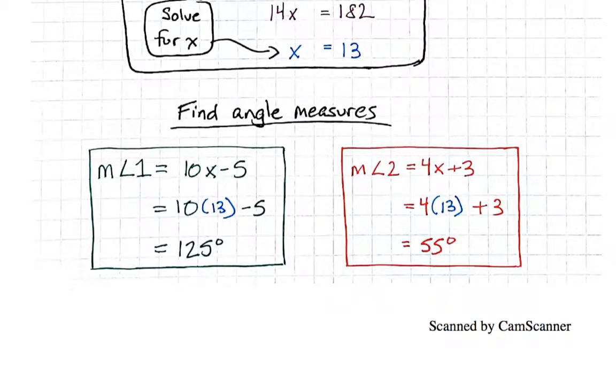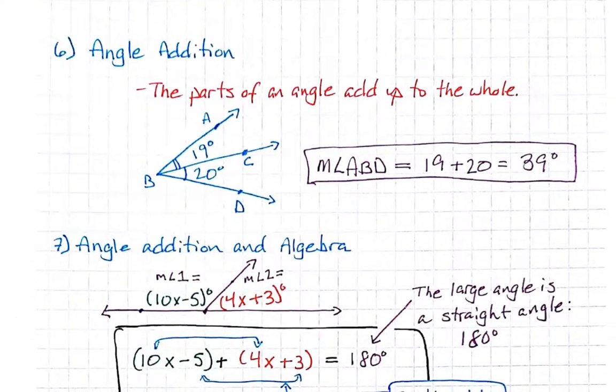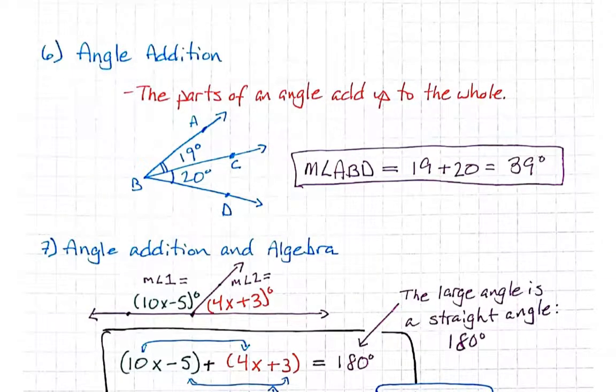All right, so I think that pretty much wraps things up. We know what an angle is. We know how to name it. We know how to measure it. We know how to combine angle measures using angle addition, and we've seen how to use angle addition along with algebra, and we've talked about congruent angles just a little bit. So I think you're ready to go ahead and start doing some problems.